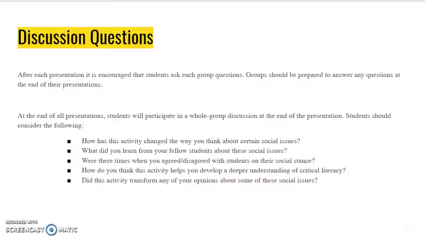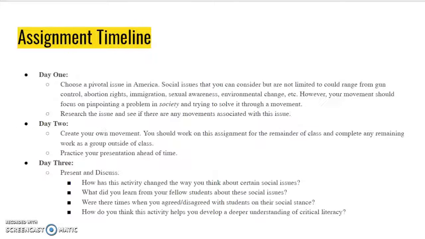And then at the end of all of the presentations, students will participate in a whole group discussion to reflect on their experience and their understanding of critical literacy. So things that we would want to discuss is how has this activity changed the way you think about certain social issues? What did you learn from fellow students? Were there any times that you maybe agreed or disagreed about students' social stance? And how did this activity transform any of your opinions about some of these social issues?